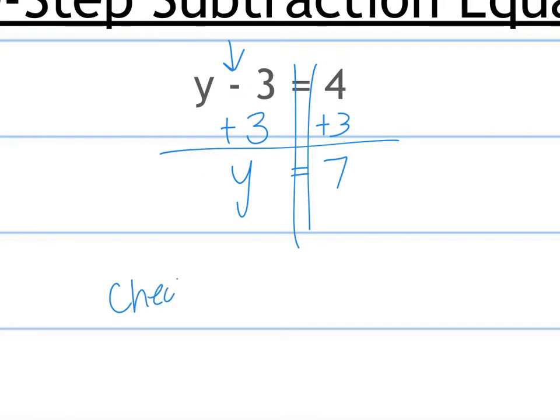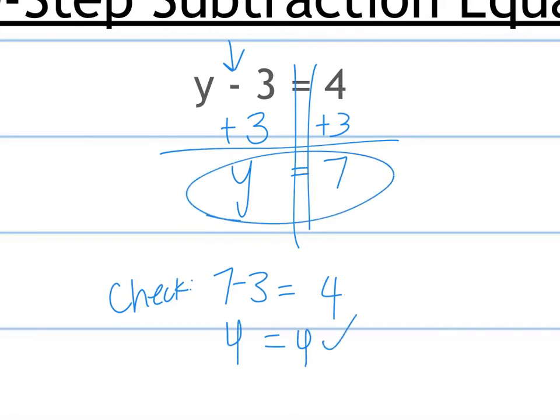Now we do our check. 7 minus 3, does that equal 4? Well, 7 minus 3 is 4, yes. Okay, so our answer is correct.